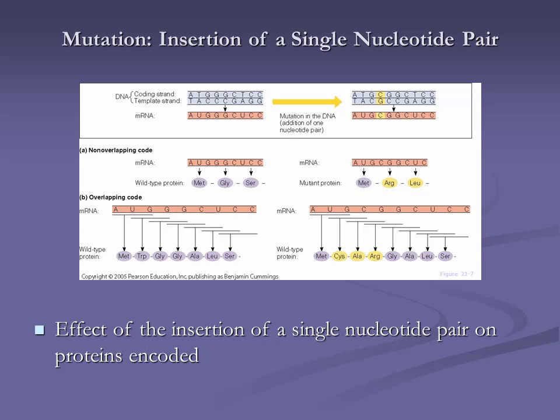So one insertion or one deletion can lead to a completely new set of amino acids being assembled. So in this case, we're just talking about a single insertion. But understand, a single deletion can do the same thing. You can have double mutants, you can have triple mutants.